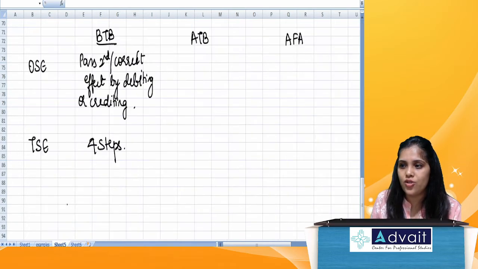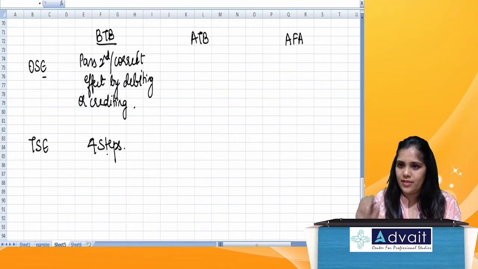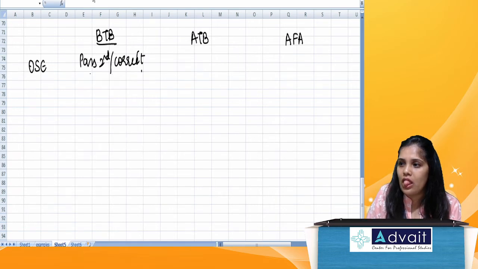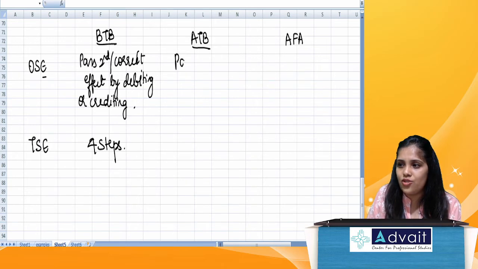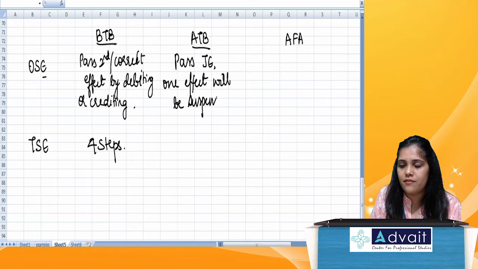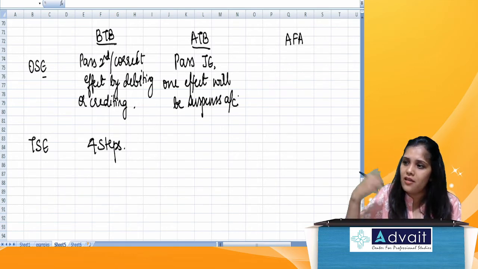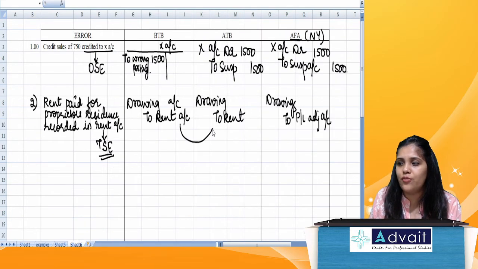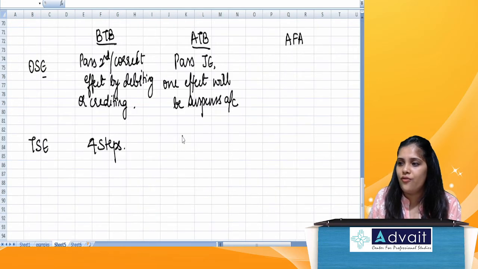Okay, so what did we understand till now? If it is a BTB and it is a one-sided error, pass the second effect. If it is a two-sided error, do four steps. If it is an after trial balance error, pass a journal entry. One effect will be suspense account. Okay, one effect will be suspense. Pass the second. If it is a two-sided error, see here. If it was a two-sided error, then what did we do? Same to same. So it will be four steps.